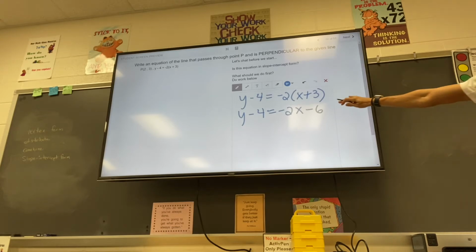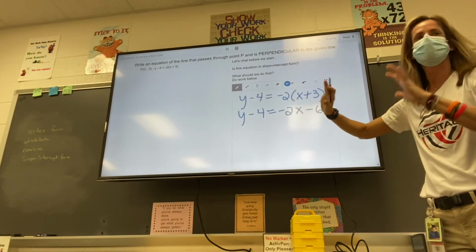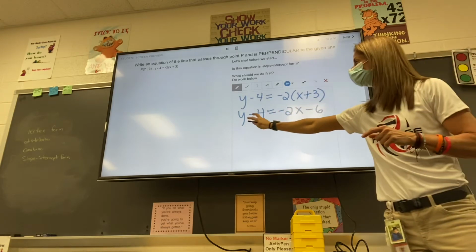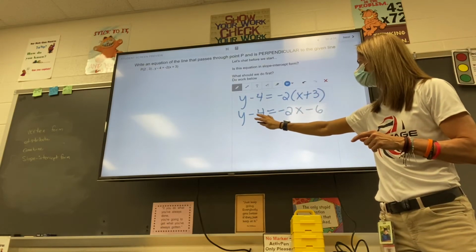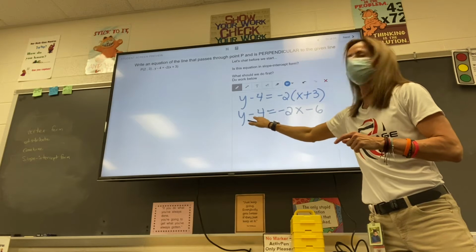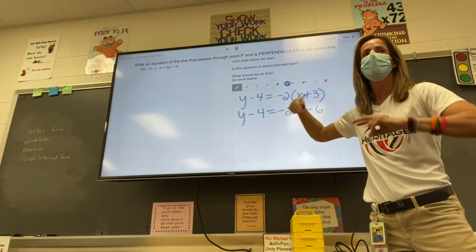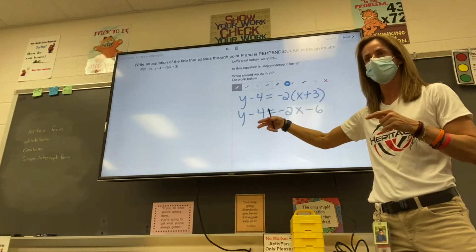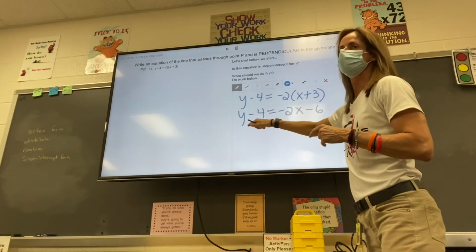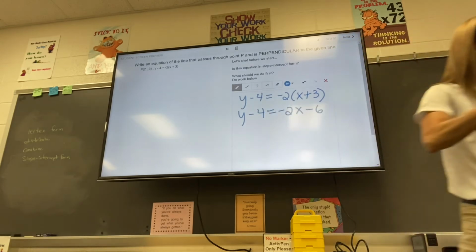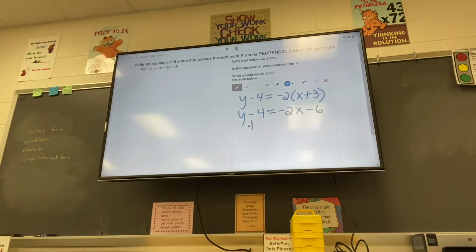Now that we've distributed our -2, we can see it a little clearer, but y is still not isolated. It's still not by itself. Currently, we are subtracting 4 from y. The opposite operation from subtracting is addition, so we're going to add 4 to both sides. So plus 4, plus 4.